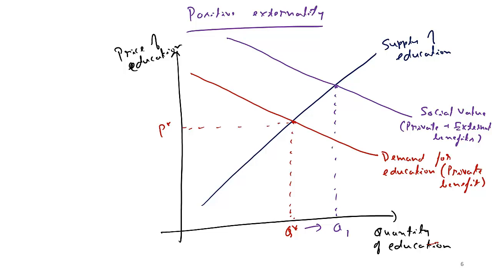But from a free market perspective, this is the equilibrium. From society's perspective, this is the socially optimum equilibrium. So we want to hit this point at a socially optimal equilibrium. Essentially, we want more of education, more people to get educated, because it can increase benefit to other people in the society.